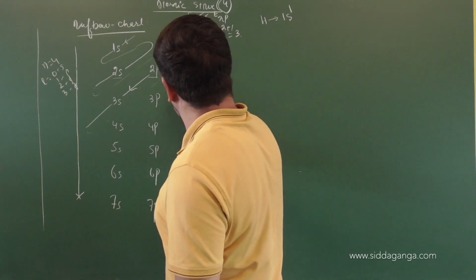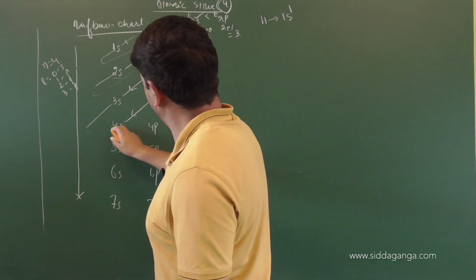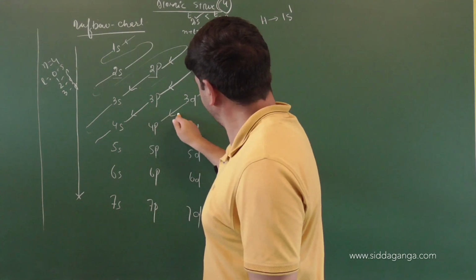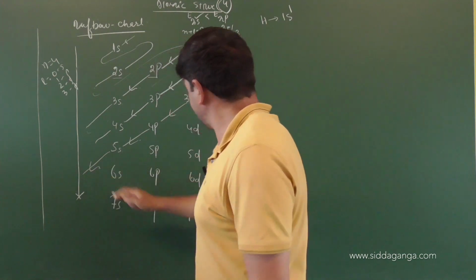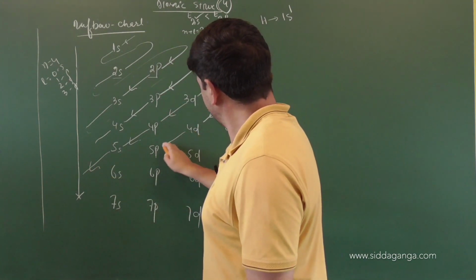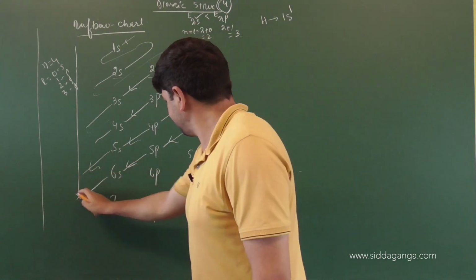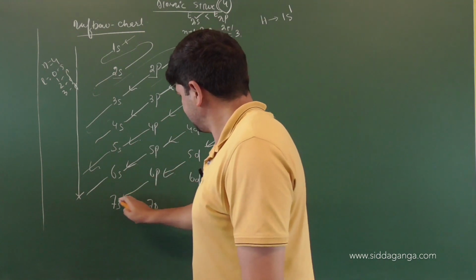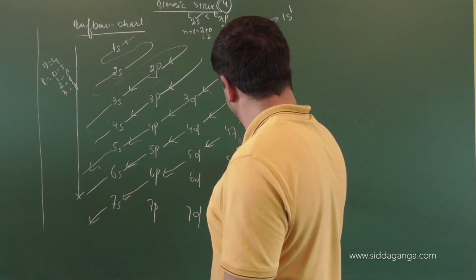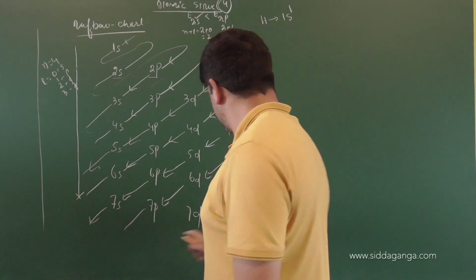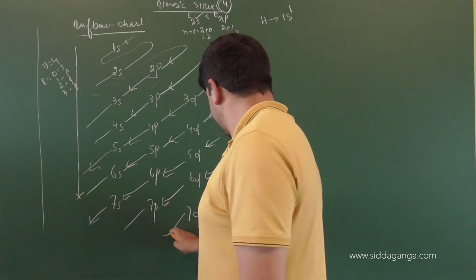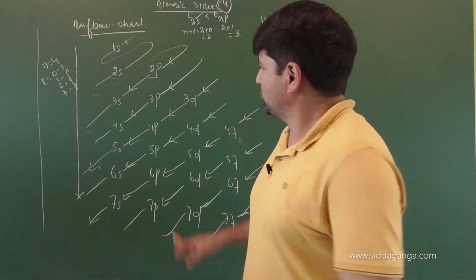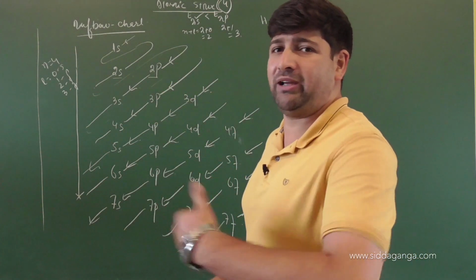Then the electron will be going in 3p followed by 4s. Then you got 3d, then 4p, then 5s, clear? Then the electron will enter into 4d, then 5p, then 6s, so on and so forth. Then 4f, 5d, 6p, 7s, then 5f, 6d, 7p, then 6f, 7d, then 7f, so on and so forth. This is called the above chart. So according to this, you can write the electronic configuration of any element.